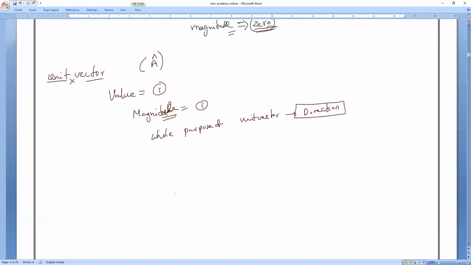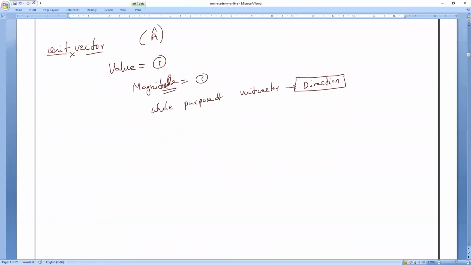Okay. So this is about the types of vectors. Okay, Pradosh, clear? Next, we are going to study the next one, which is one of the very important ones.